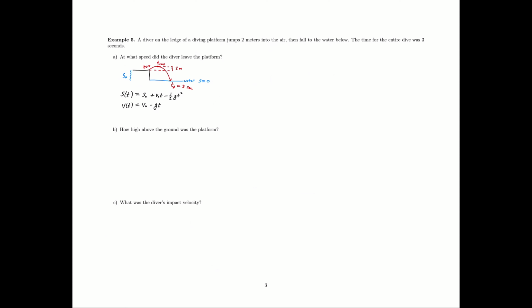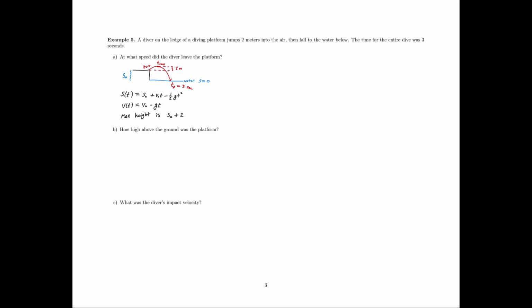Okay, well, what do we know? We do know what the max height is actually, kind of. So here's some other information we do know. So the max height is whatever the initial position is, plus the 2 meters that the diver rose into the air. So we don't concretely know what it is, but we do have a way to relate the maximum height to the platform height. So let's go ahead and do that.